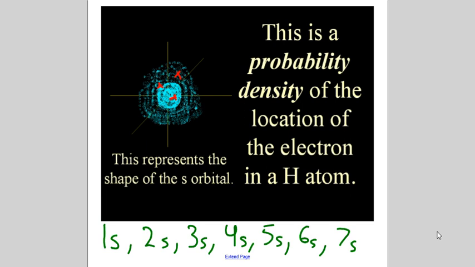So an s orbital is a sphere-shaped probability shell. So you can have 1s shells, or energy level 1 shells, 2, 3, 4, 5, 6, 7. And it is just a probability shell somewhere in here.